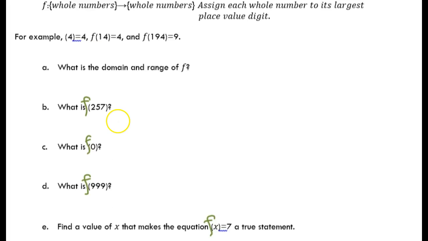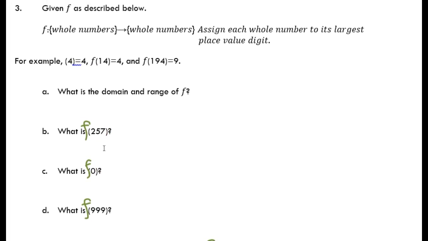Alright, moving back up though, it says the function is described as whole numbers to whole numbers. Assign each whole number to its largest place value digit. And then part A says, what is the domain and range of f? They give you a few examples of how this works. They're saying, and this is supposed to have an f in it too, f of 4 equals 4, f of 14 equals 4, and f of 194 equals 9.